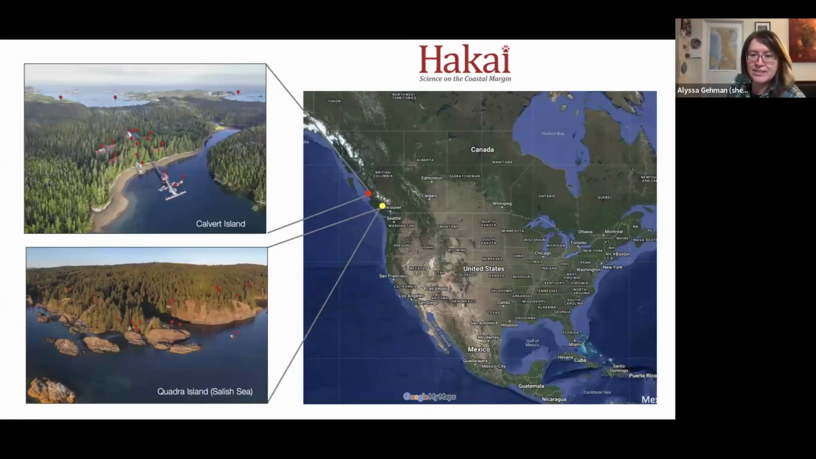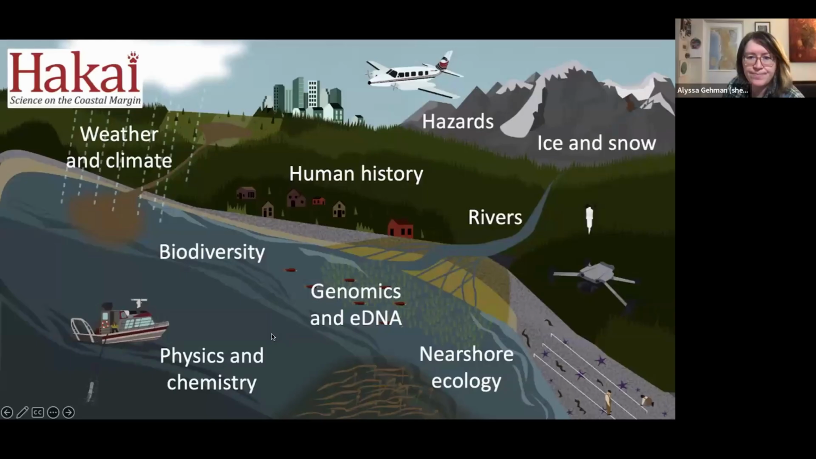So I'm a researcher, principal investigator at the Hakai Institute. Hakai has two field stations that are highlighted here. The Calvert Island station is where a lot of the data that I talked to you about came from; we were staying on the Calvert Island station when we did that work. And then the Quadra Island station, shown here, has mesocosms and genomics labs and a bunch of resources.